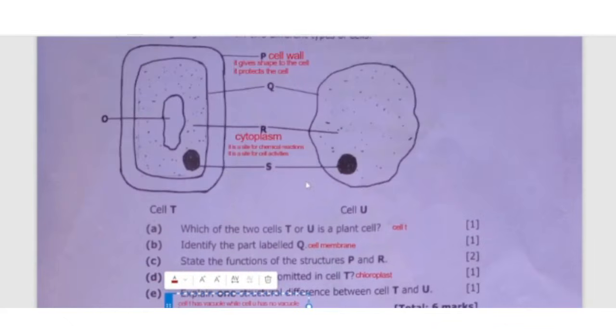We go for the second difference. When you come to the plant, you see that this one has a cell wall, this one has no cell wall. Instead, it just has a cell membrane. Okay, just has a cell membrane.